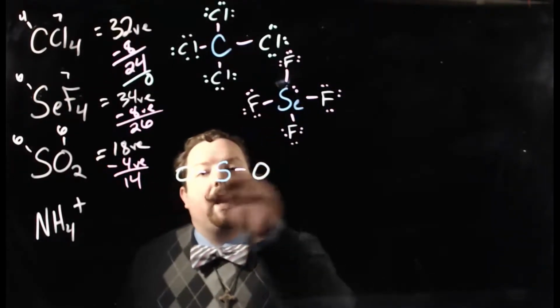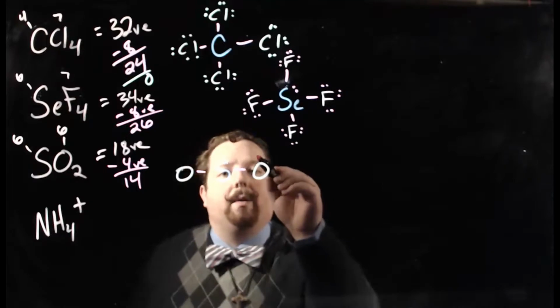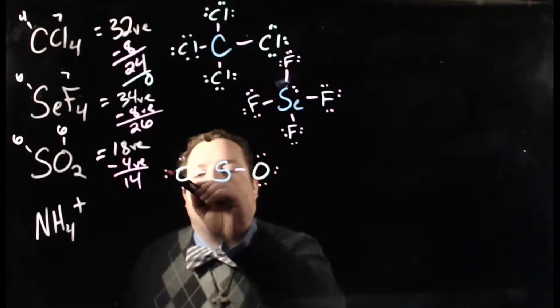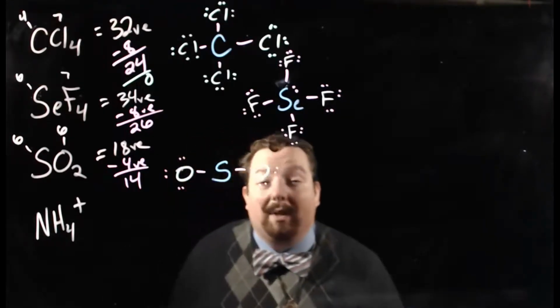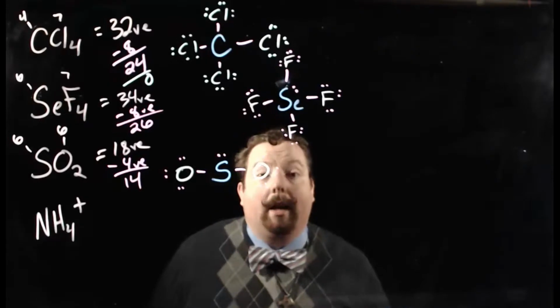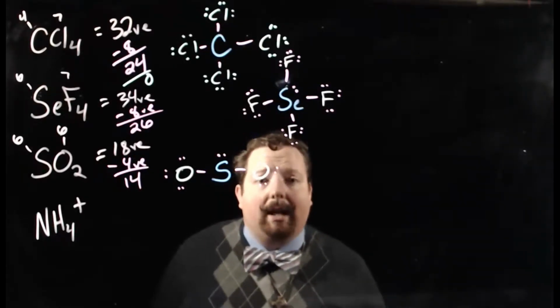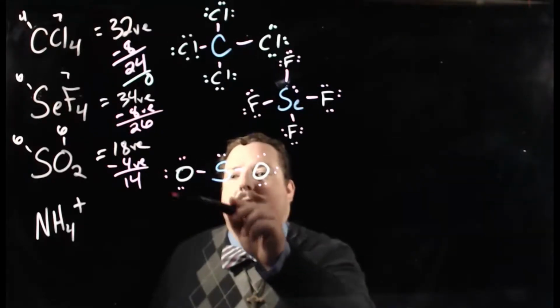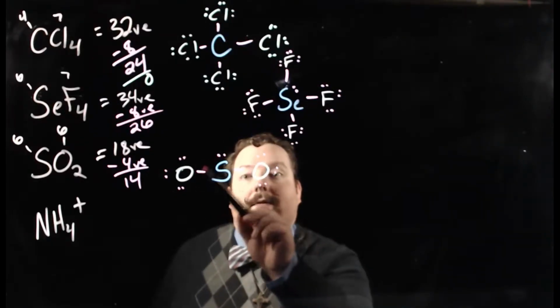So we're going to put them on the oxygens because they're the outer atoms. We'll go 1, 2, 3, 4, 5, 6, 7, 8, 9, 10, 11, 12. We still have 2 more, so we've got to place on the sulfur, 13, 14. Okay, now we check to see if they all have 8 electrons around them. We have oxygen with 2, 4, 6, 8. Oxygen with 2, 4, 6, 8. But sulfur has 2, 4, 6.